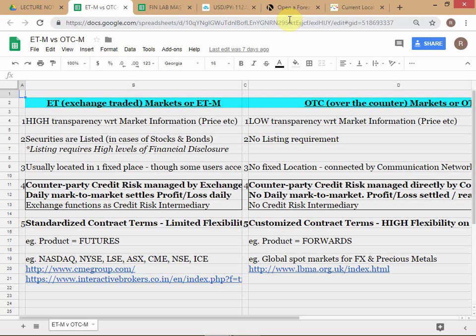So the distinction that we are going to highlight and explain in this class, one of the most important distinctions between OTC and exchange-traded markets, is that in OTC markets, the counterparty credit risk is managed by the counterparties themselves.